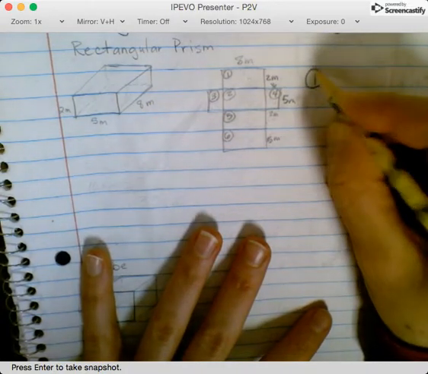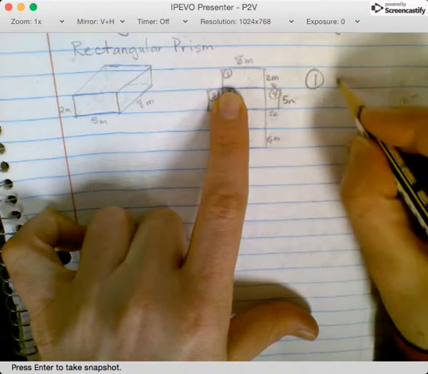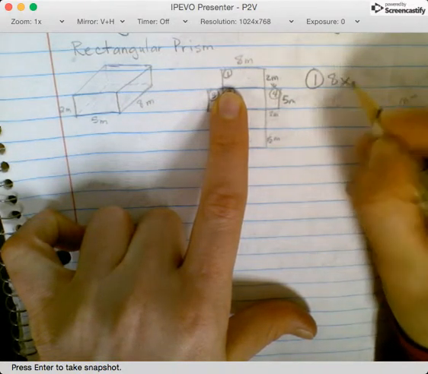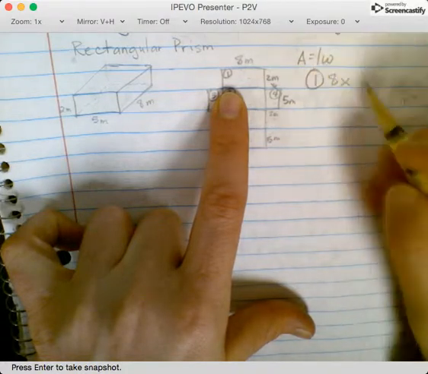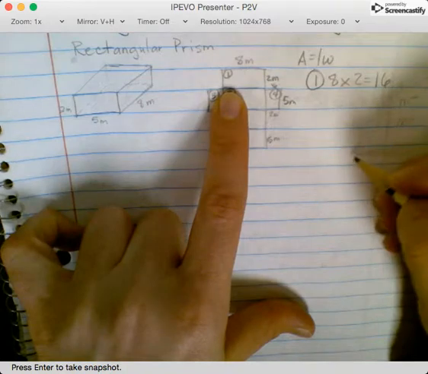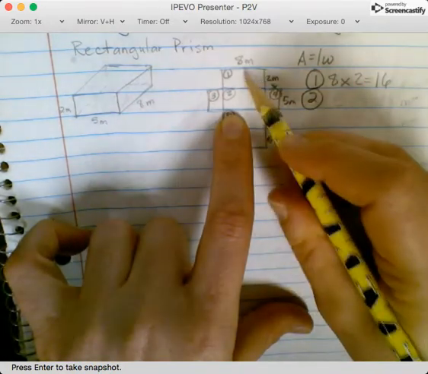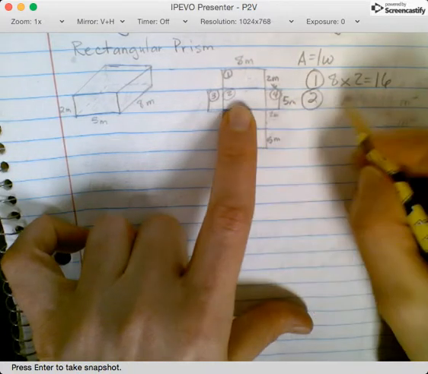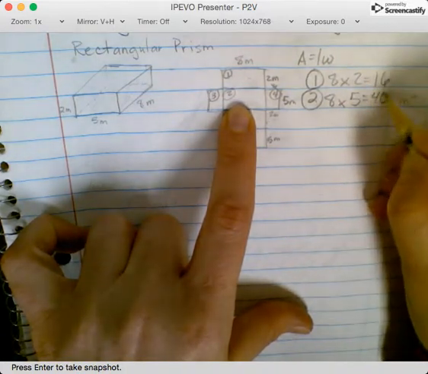Let's first find the surface area for number 1. Number 1 is 8 by 2, so length times width is my area of one side. So 8 times 2, that's 16. If I go and find the area of number 2, this is 8 here, 5 here. So length times width is 8 times 5, which is 40.